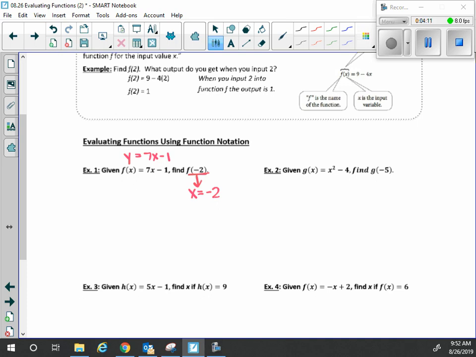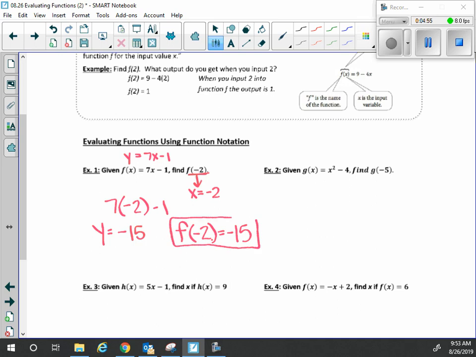So if we know x is negative 2, am I looking for input or am I looking for output? Output. So I take that negative 2 and I replace everywhere I see x with negative 2. So then what will that give me? Negative 15. So y equals negative 15, but the way that we're going to start writing it is f of negative 2 equals negative 15. The function output when the input is negative 2 is negative 15.